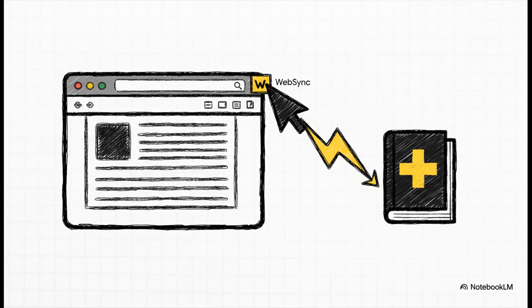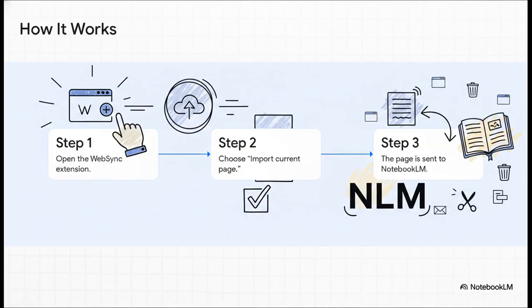First up, the most basic tool in the box, the one-click page save. This is your go-to for those moments when you find that one perfect article and you just need to get it into your notebook, like right now. And the process is, well, it's almost nothing. You pop open the extension, you click one button, and that's it. Seriously, the page is instantly sent over to NotebookLM. No more downloading PDFs or that clunky copy and paste routine.